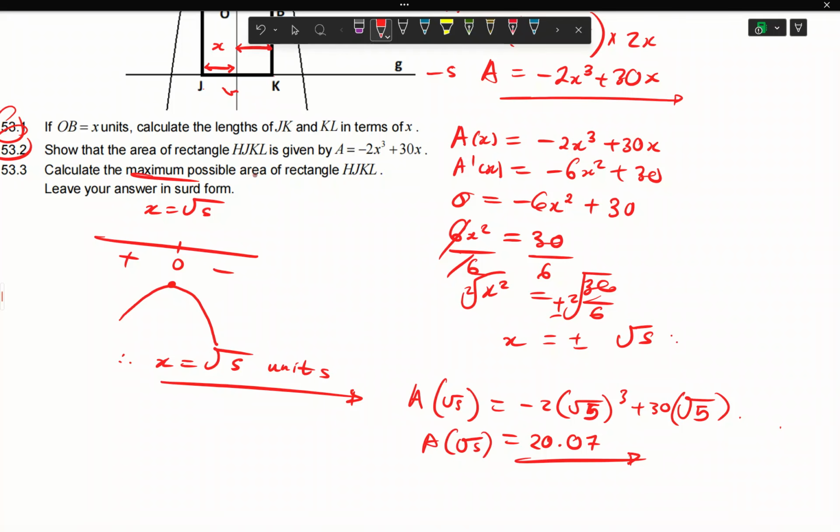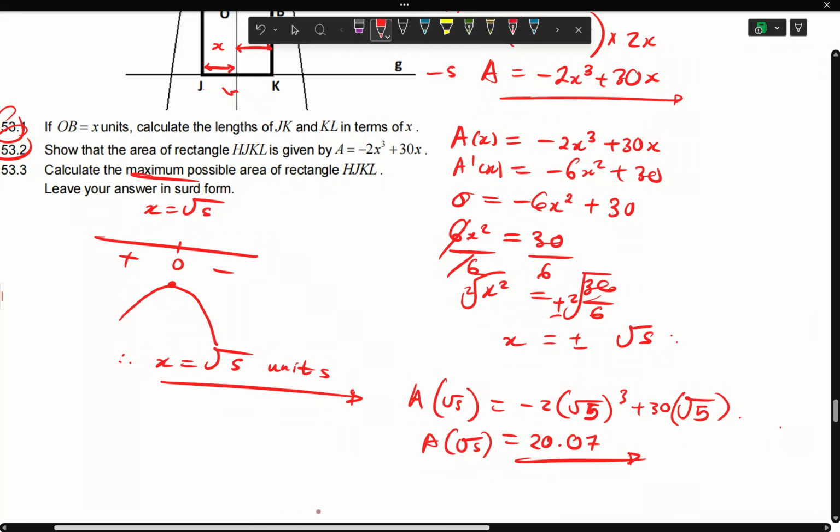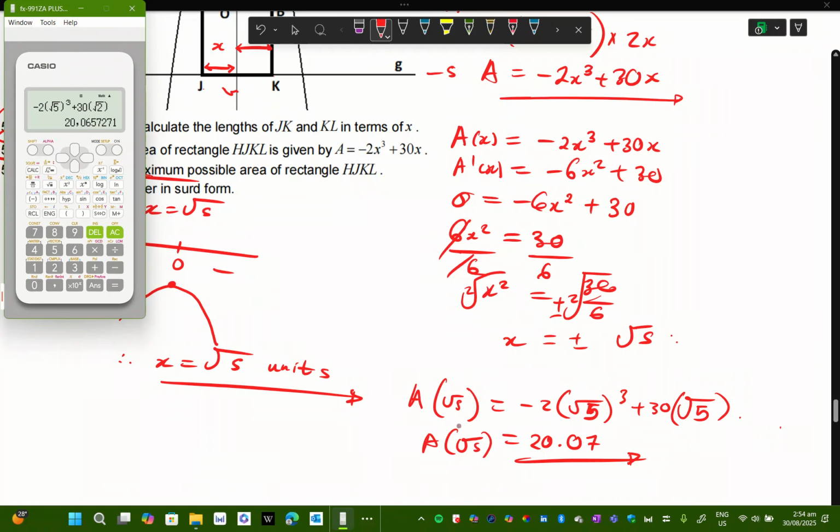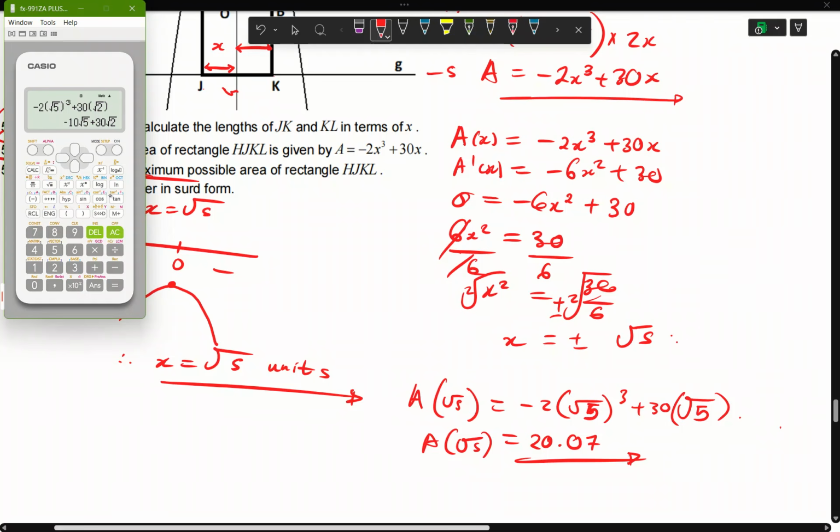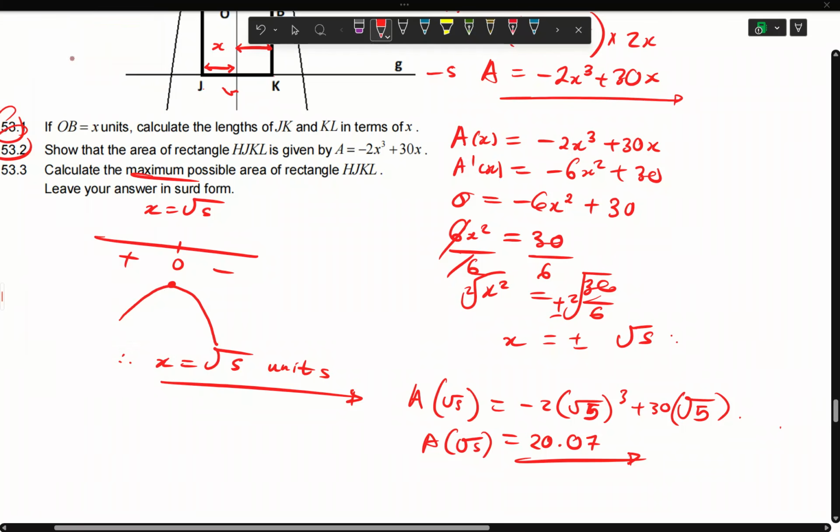So calculate the maximum area of a rectangle. They said leave your answer in surd form. So let me just go back and write it in surd form, because they said surd form. Yeah, but it's something else. Let's say negative square root of 5 plus positive 30 to that.